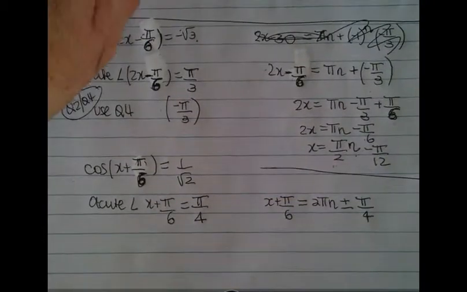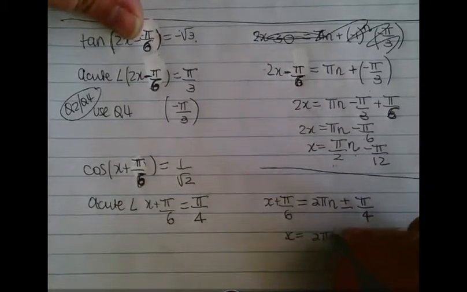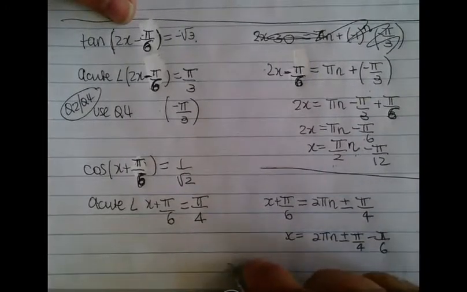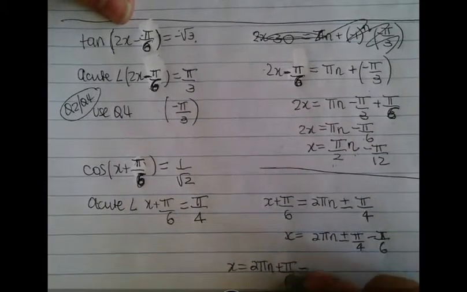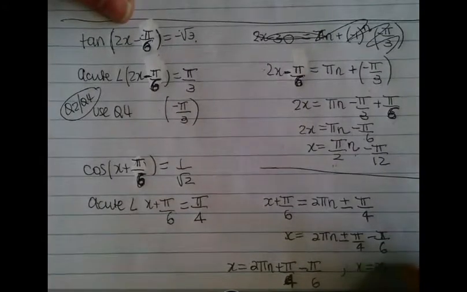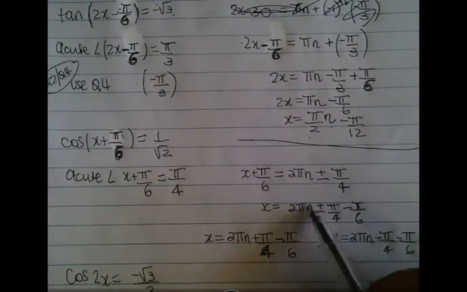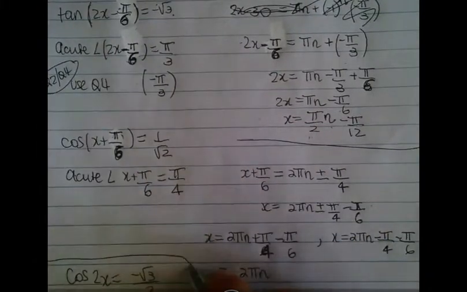Now you've got to be careful here. So I've got that x is 2 pi n plus or minus pi on 4, now what do I write? Minus pi on 6. And I break it up as two solutions. I've got 2 pi n plus pi on 4 minus pi on 6, or x is 2 pi n minus pi on 4 minus pi on 6. Do you see how you've got to go plus and then minus? And then we end up with 2 pi n and whatever you're going to get there.